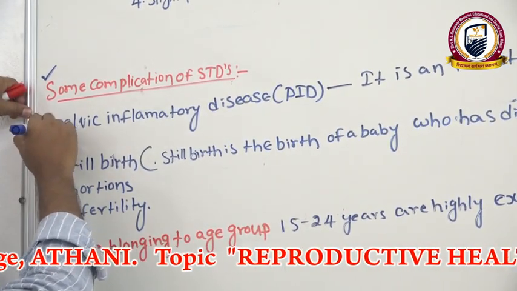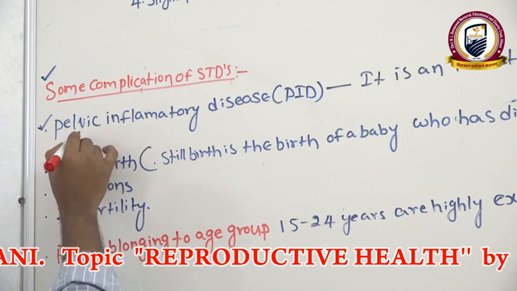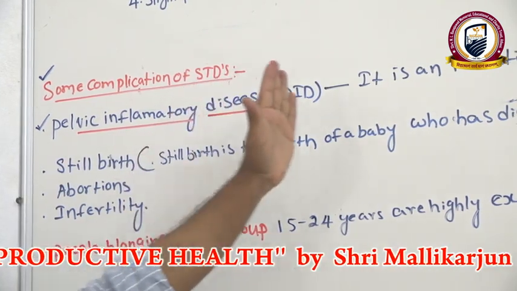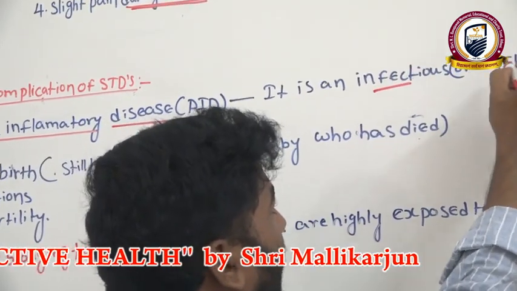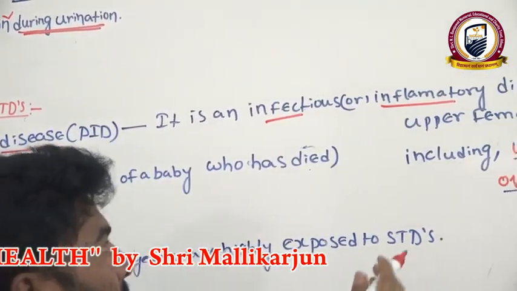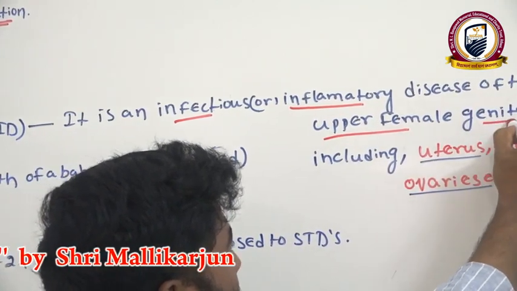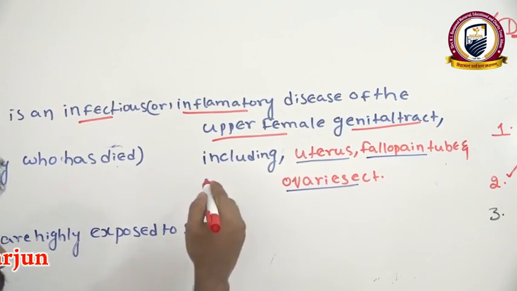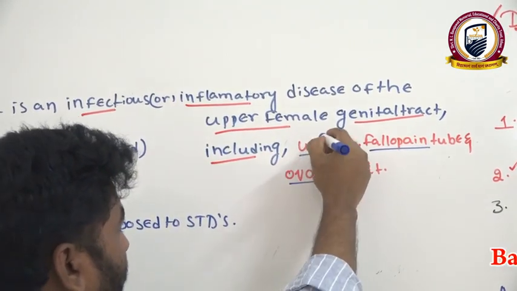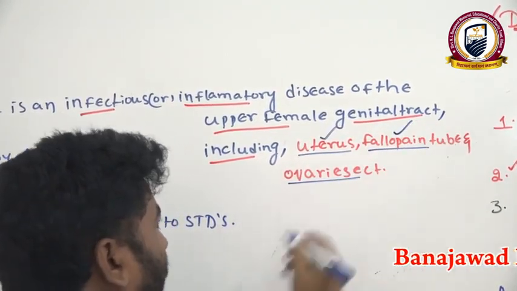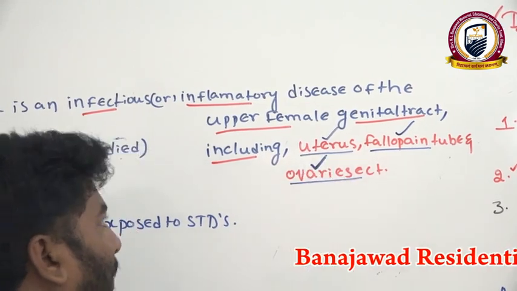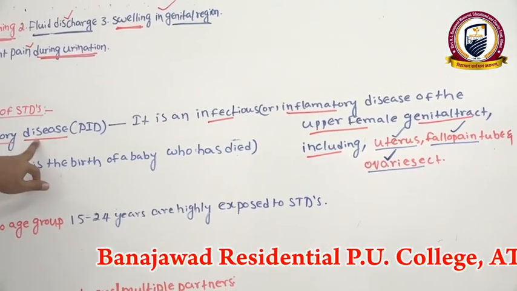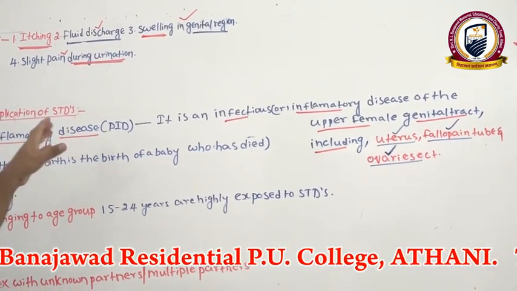First complication is pelvic inflammatory disease. It is an infectious or inflammatory disease of the upper female genital tract. The upper female genital tract includes the uterus, fallopian tubes and ovaries. It means the pelvic region is getting the disease.